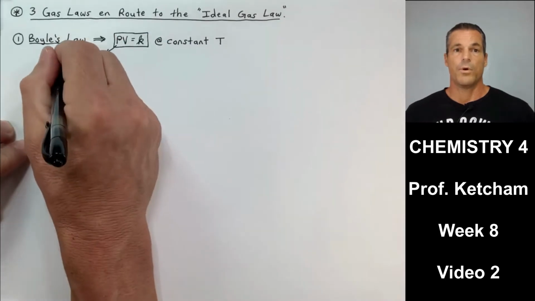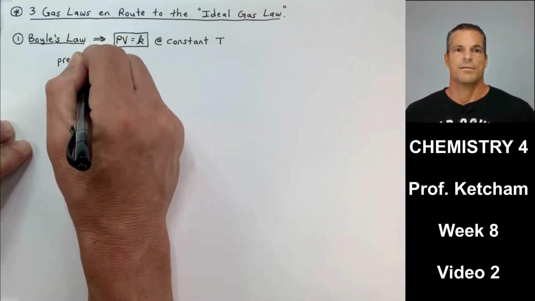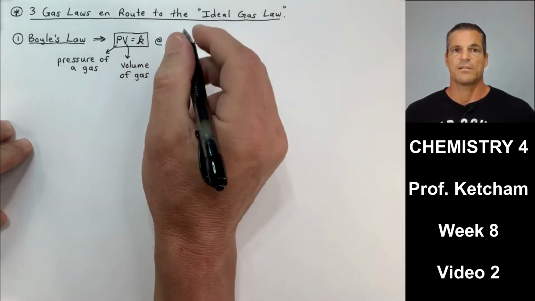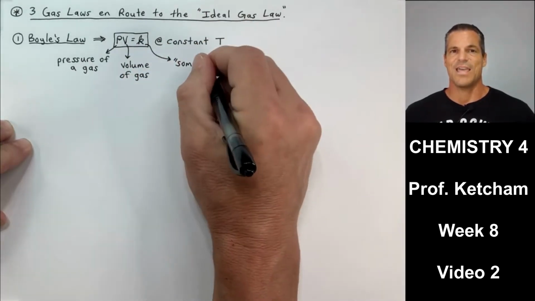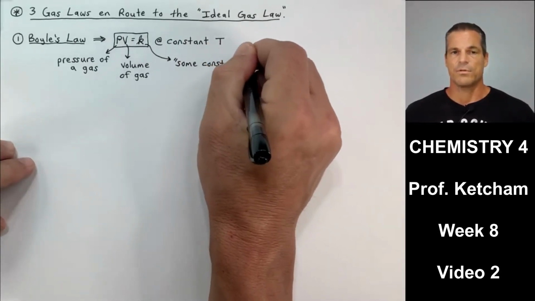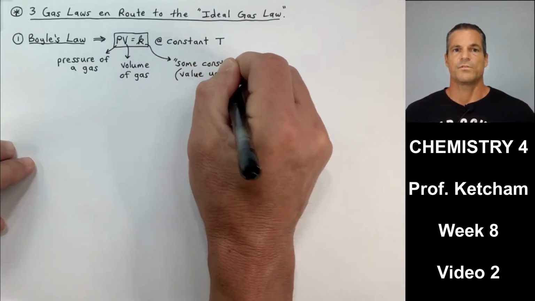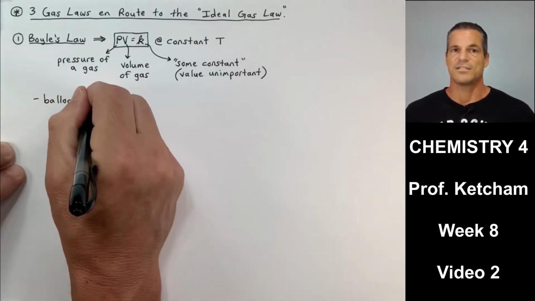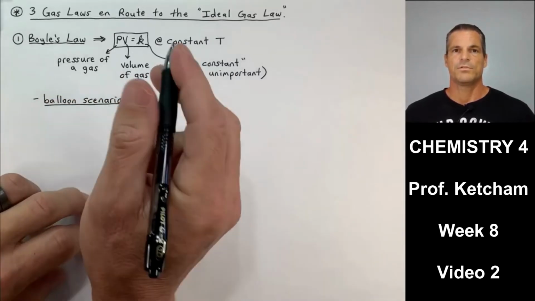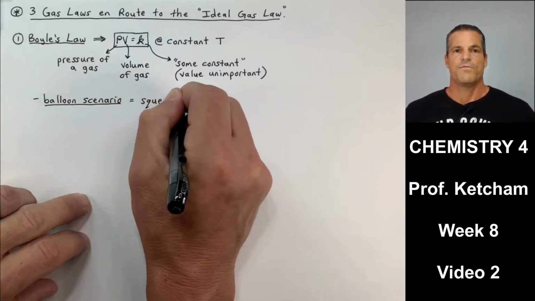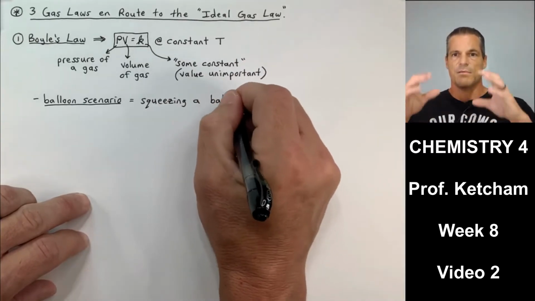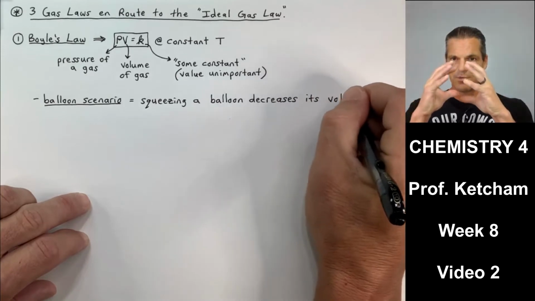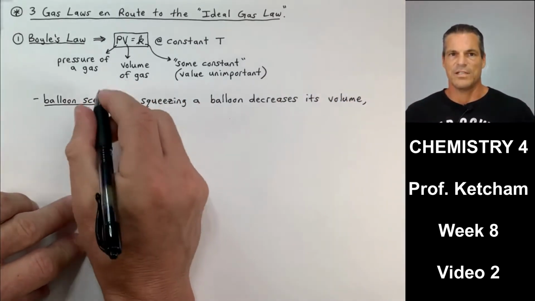The first one is Boyle's law, and the pressure of a gas times the volume of a gas is always going to equal some constant K. The value of the constant is not important, and Boyle's law refers to the pressure-volume relationship of a gas at constant temperature. If you take a balloon and squeeze it, as the pressure increases, the volume goes down. So that's an inverse relationship.